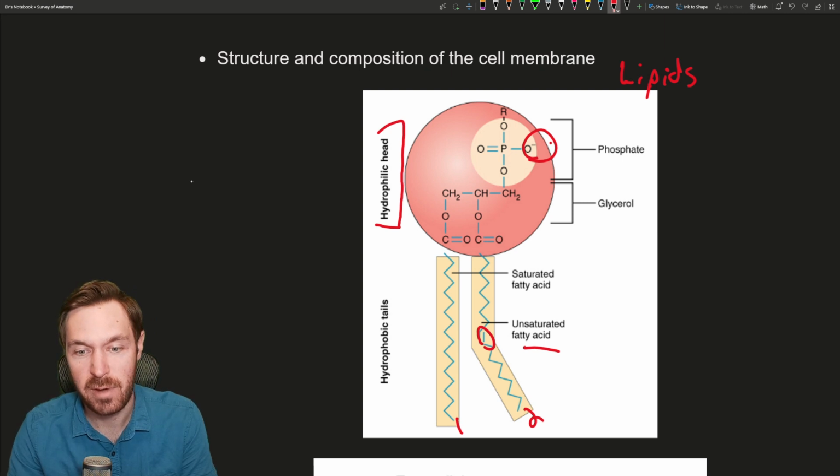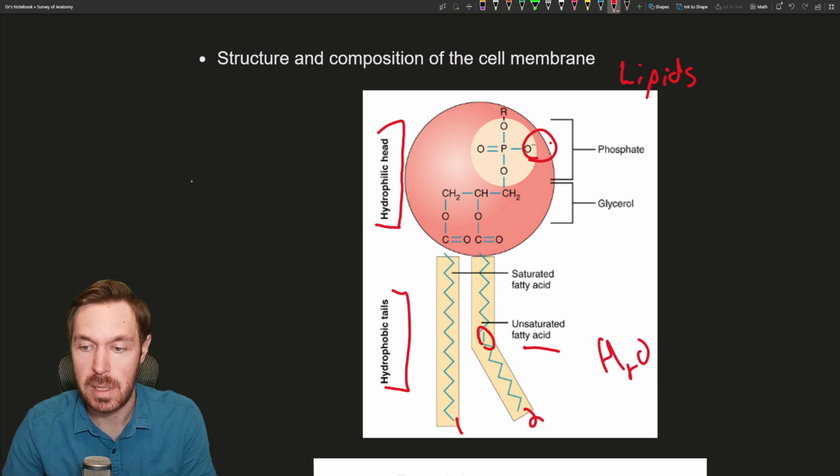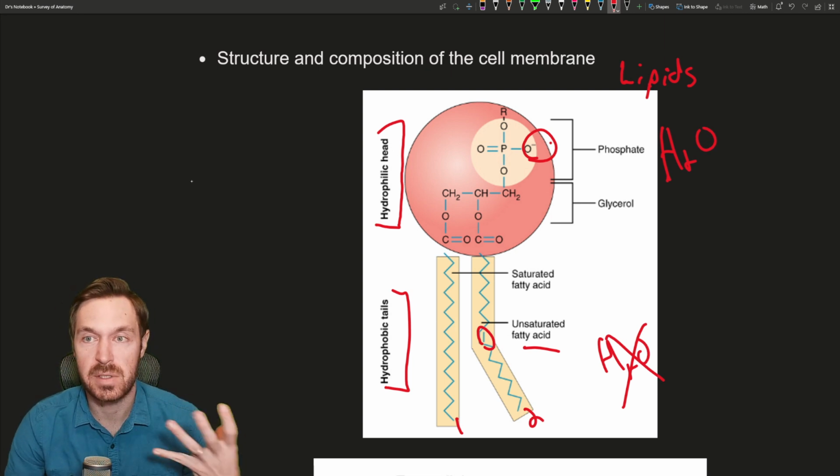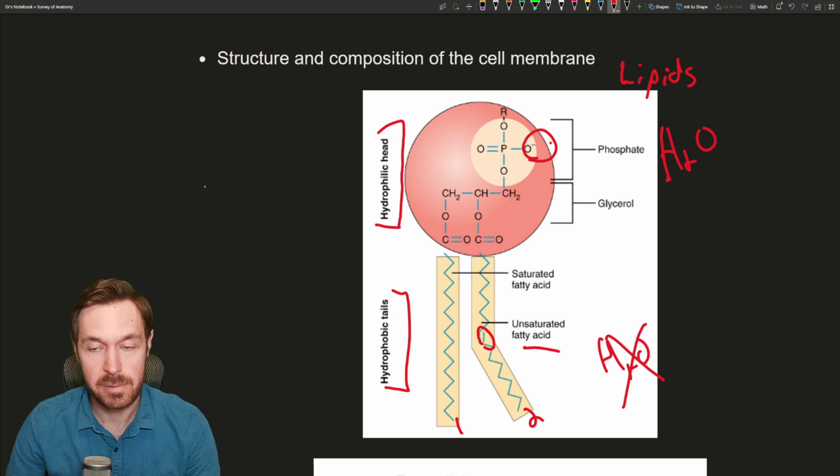Hydrophilic means water loving. Hydrophobic, like a phobia, means water fearing. So water does not want to be near these nonpolar tails. Water wants to be near the polar heads. And the way these line up, all of the cells in our body are in water. It's an aqueous environment. So for a cell membrane to form, they're made up of these phospholipids.